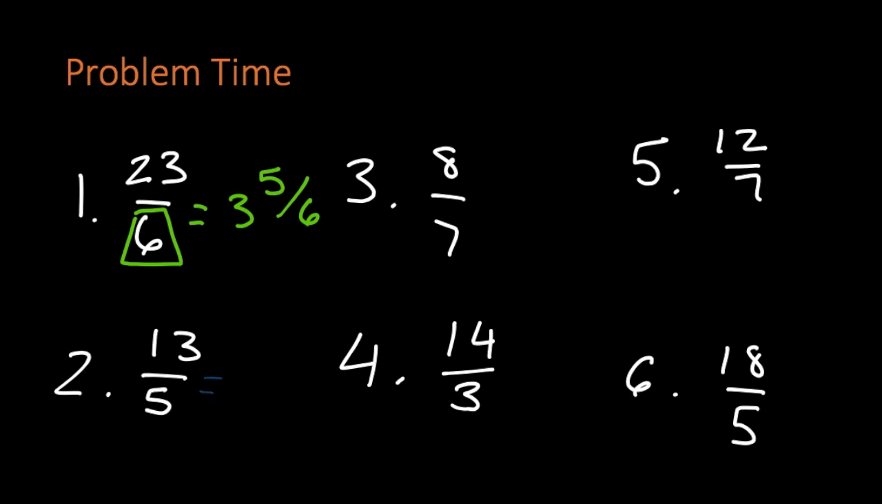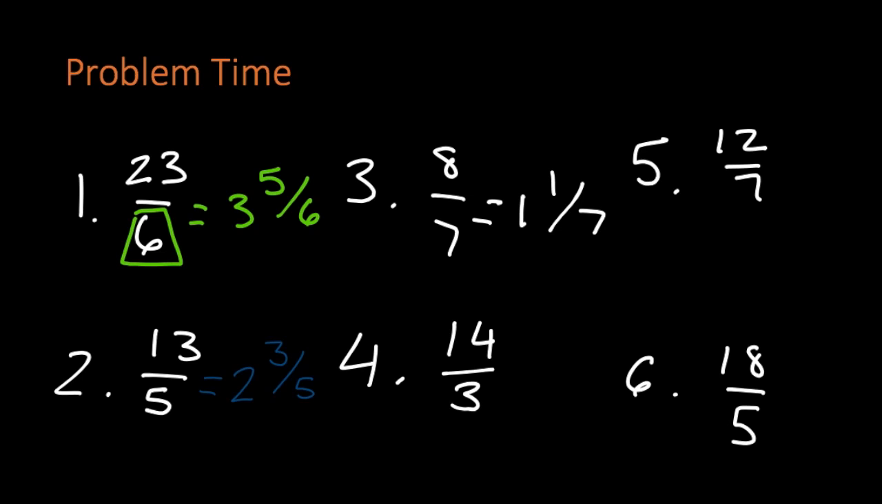Now, let's do number 2. 5 to get to 13. Well, we know 5 times 3 equals 15, so that's too much. So we can do 5 times 2, which equals 10. So 5 times 2 equals 10. 10 is 3 away from 13, so 3 over 5. So our mixed number is 2 3/5. And now on to our next one, 8/7. So 7 can go into 8 one time with the remainder of 1/7.